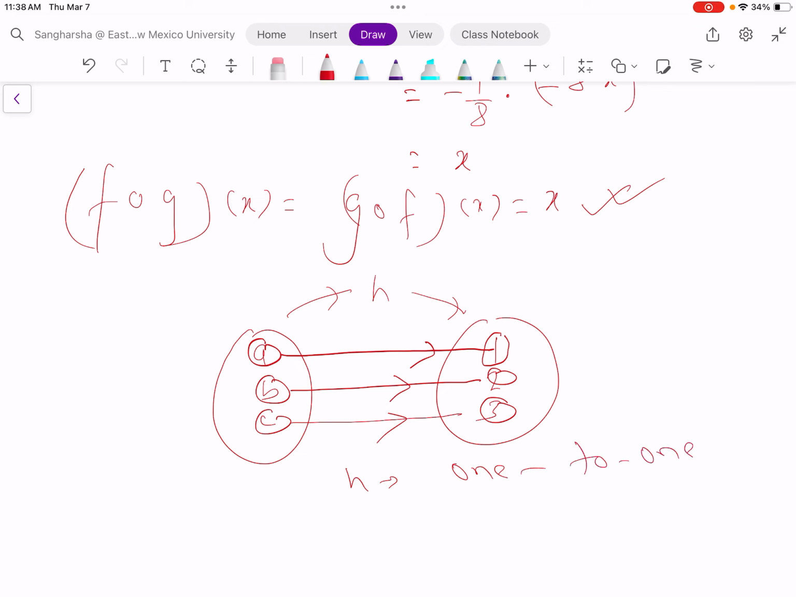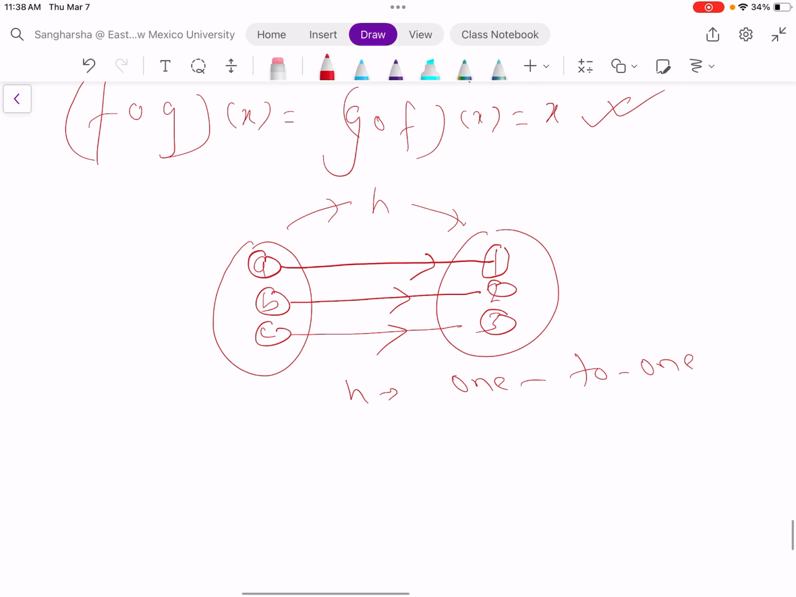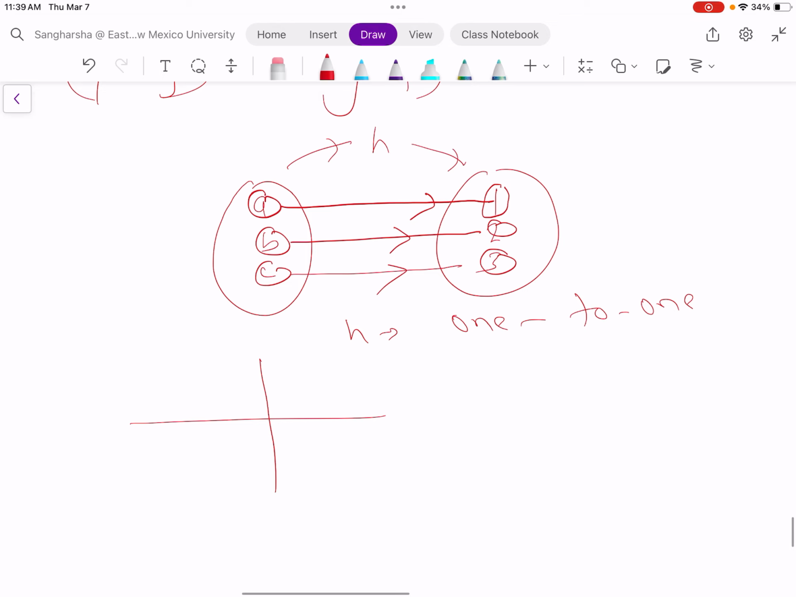So if you are given a table, and you find that every input has a unique output, then your function is one-to-one. And if it's given a graph, how do we know whether a graph is one-to-one or not? We use the horizontal line test. If a horizontal line crosses more than once, then it is not one-to-one. It has to cross exactly once. For example, if we have a graph like this, is it one-to-one? No, right? If we draw a horizontal line, it crosses at 2 points. So this is not one-to-one.